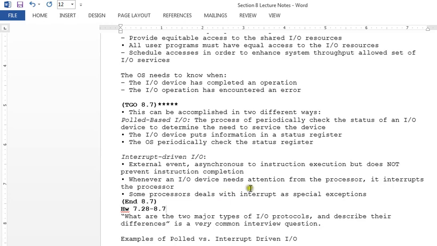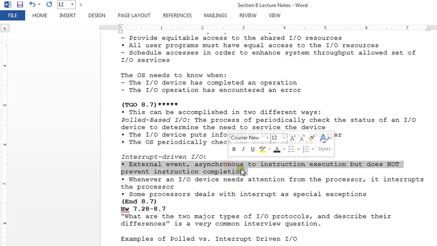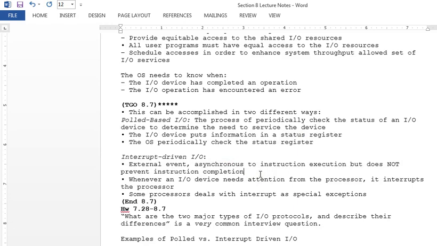So interrupt-driven I/O is an external event asynchronous to the instruction execution, but it does not prevent instruction completion. So for example, there's a printer. If I press print, well, I don't want print to stop the music from playing, right? I don't want pressing print to stop the monitor. I don't want it so that while the computer is printing, I can't use the keyboard all of a sudden. Whenever an I/O device needs attention from the processor, it interrupts the processor.